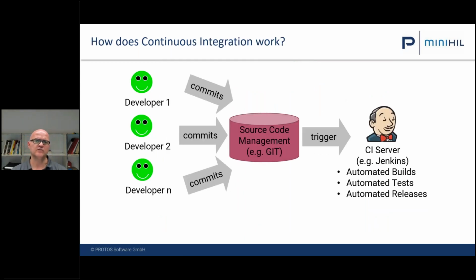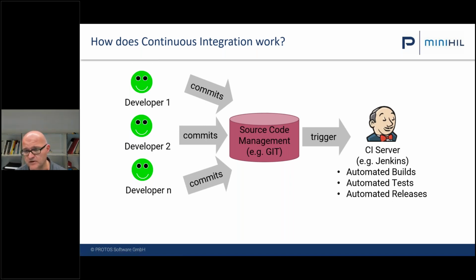So how does continuous integration work? Imagine you have all your developers here, they all commit to the source code repository, source code management system, for example, Git. And every commit triggers the continuous integration server. In this case, for example, a Jenkins server, could be a GitLab, GitHub server, and so on and so on. And the server checks out the latest version of the commit, the latest commit, automates the builds, automates the test, and potentially automates the releases.